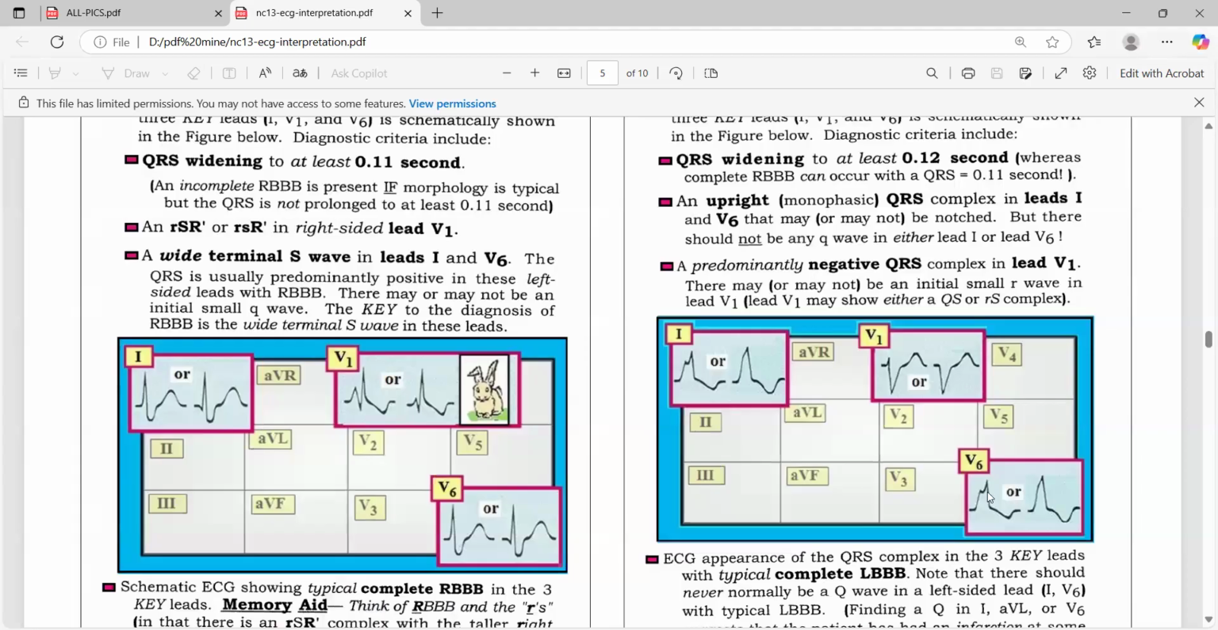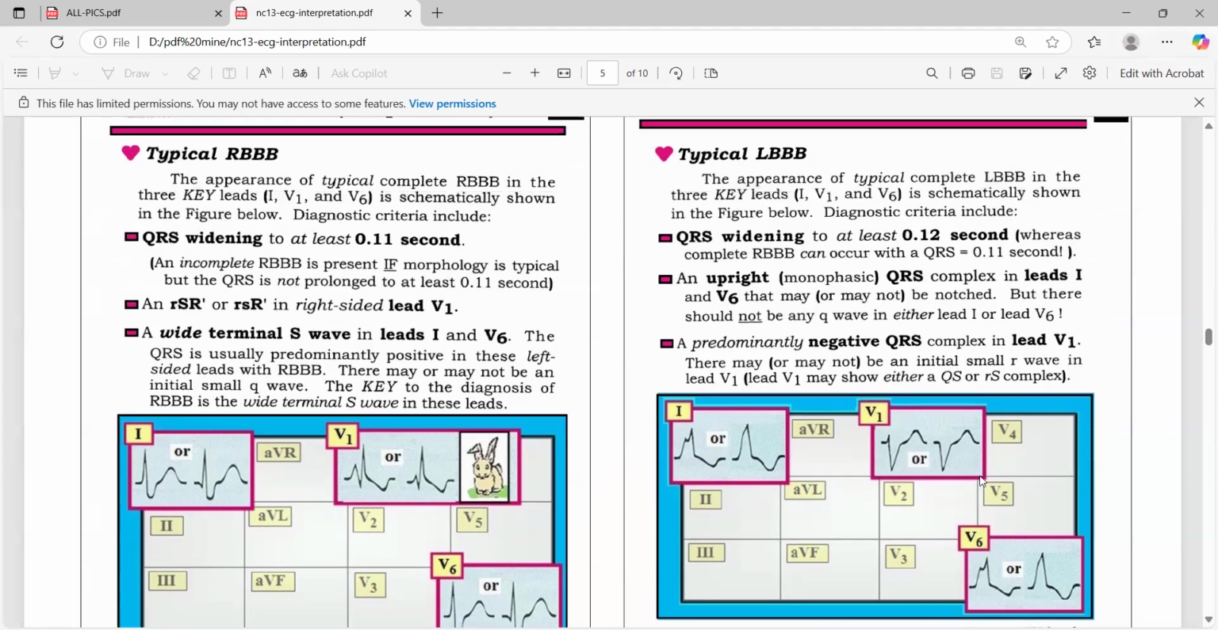And if you see the same W or M pattern in V6, this is basically a left bundle branch block. Simple. That's how I try to remember: right comes first, left comes later. So in right, we will see an M in V1. If we see an M in V6, it's basically a left bundle branch block, along with QRS widening.